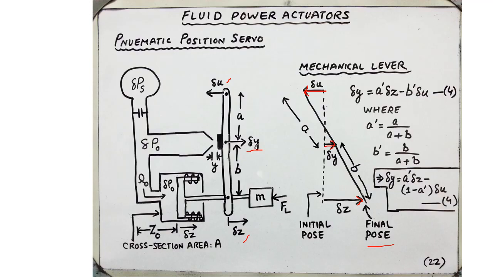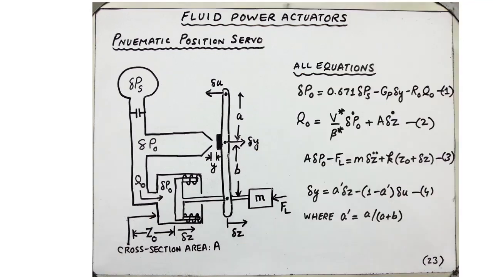So as a homework exercise, you're required to show that you can split this figure as a sum of two geometrical figures, as was the case in the previous example, and delta Y can be written as A prime delta Z minus B prime delta U. That is where A prime is A over A plus B and B prime is B over A plus B, same as before, and delta Y can then be expressed as A prime delta Z minus (1 minus A prime) delta U. That's because 1 minus A prime is just equal to B prime. You can see that easily. So that is going to be our fourth equation.